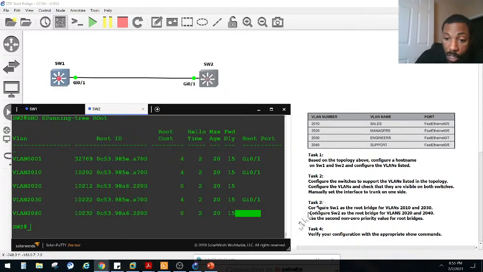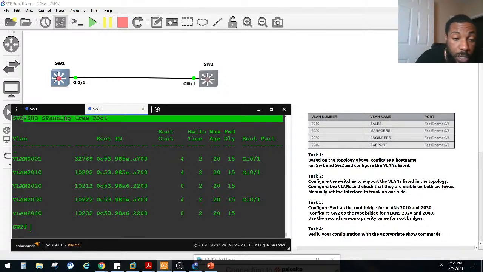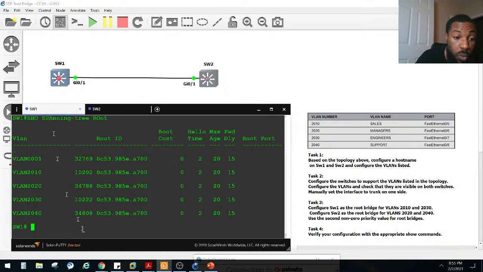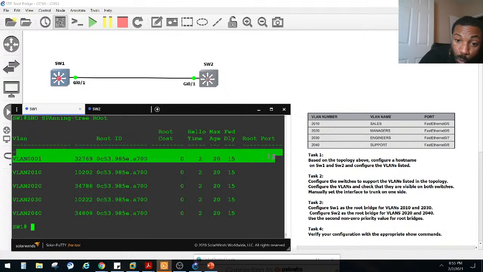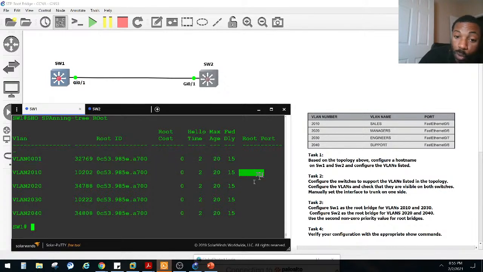But task 4, verify your configuration with the appropriate show commands, which is what we did, right? Show spanning tree root. So we're going to wrap it up here pretty much. So let's go to switch 1 and do the same thing. Y'all see, this is what it looked like before. We were the root bridge for all of them, right? So we don't have a root port. We did not have a root port for these other VLANs, right? Why? Because we was a root switch for every VLAN.